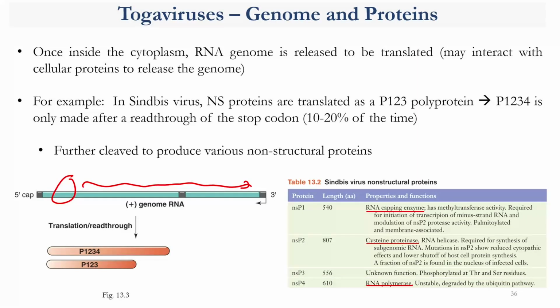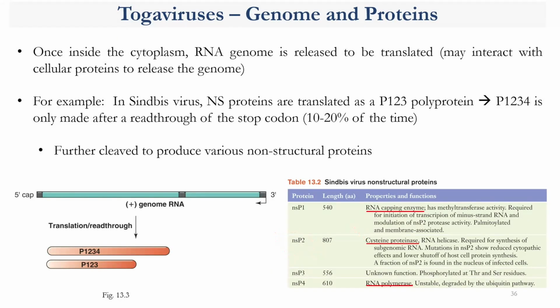Now, what are these proteins? What do you make? You have your NSP1, which is the RNA capping enzyme with a methyltransferase activity. So it adds the cap to the RNA molecules. Then you have your NSP2, which is a cysteine proteinase. It also has RNA helicase activity, okay? So I think we are starting to see that more and more. Some of these enzymes have multiple types of activities, okay?